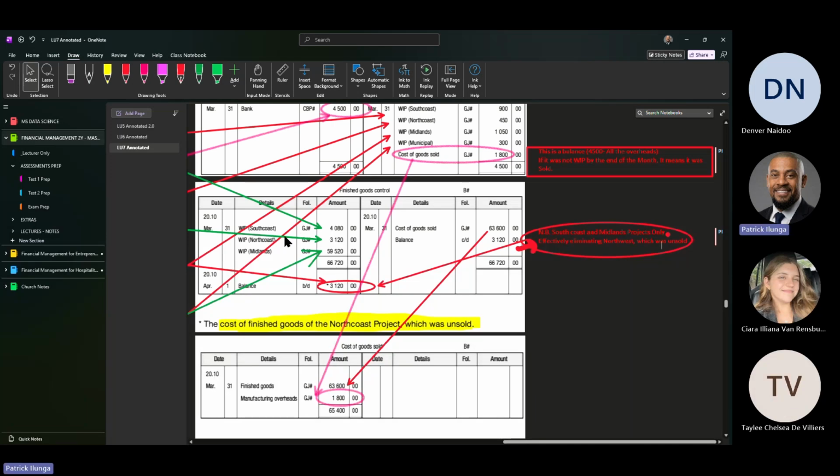for South Coast, North Coast, Midland, because they were completed. But because this North Coast was never sold, we have to remove it from our balance because it was never sold. So it cannot form part of the cost of goods sold. Does that make sense, guys? If that makes sense, we are done for the night.